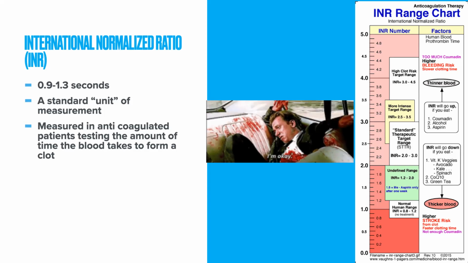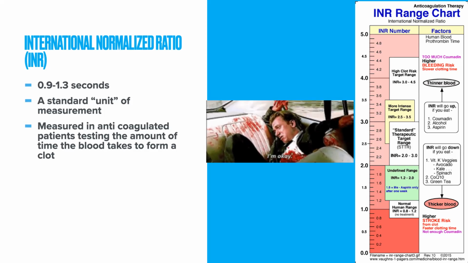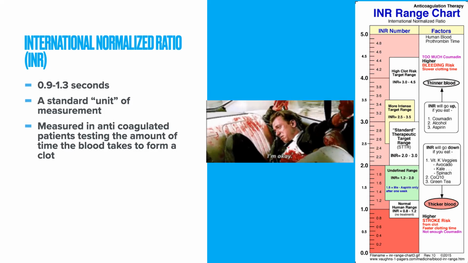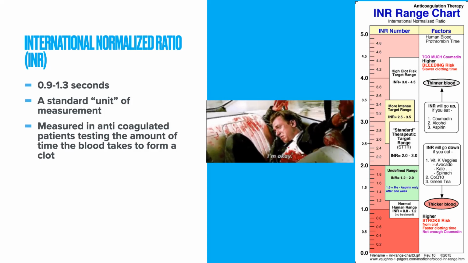And as you can see on the right side here, we have a chart with INR numbers. And we said that our normal INR is 0.9 to 1.3 seconds. If you look over on this chart here, 0.9 is going to be down here. It's the normal human range, right? As we move up. And yet that doesn't say 0.9 to 1.3. It says 0.8 to 1.2. Right. Jeez. I don't get it.